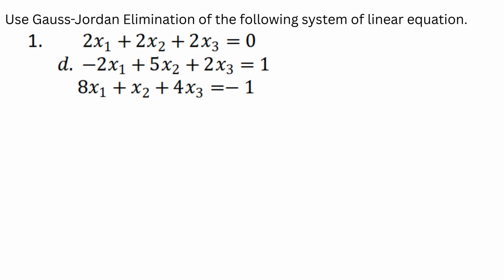In this item, we are going to use Gauss-Jordan elimination on each of the following systems of linear equations. I have chosen letter D: 2x sub 1 plus 2x sub 2 plus 2x sub 3 equals 0. Negative 2x sub 1 plus 5x sub 2 plus 2x sub 3 equals 1. 8x sub 1 plus x sub 2 plus 4x sub 3 equals negative 1.